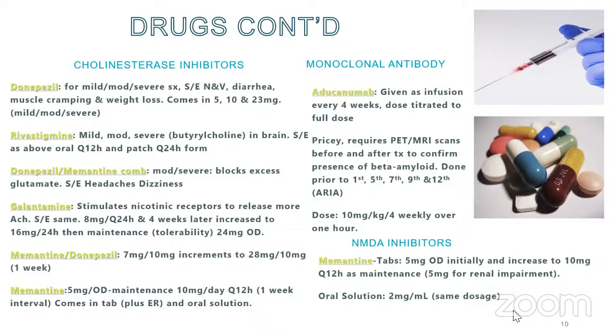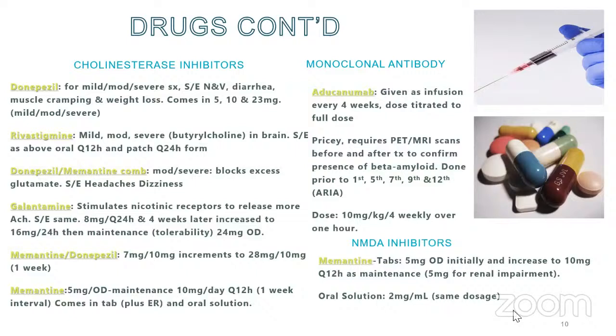Rivastigmine is also for mild, moderate to severe disease. The side effects are the same as donepezil, and it is found in oral form, which you can use twice a day or once a day. The donepezil and memantine combination is used for moderate to severe disease, and it can block excess glutamate. The side effects are headaches and dizziness.